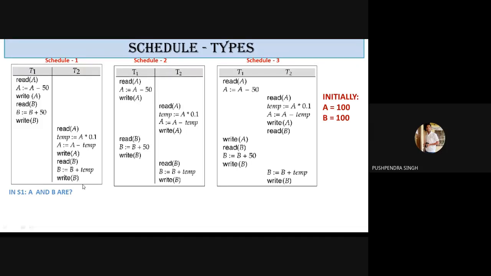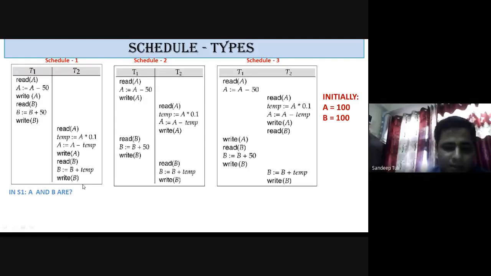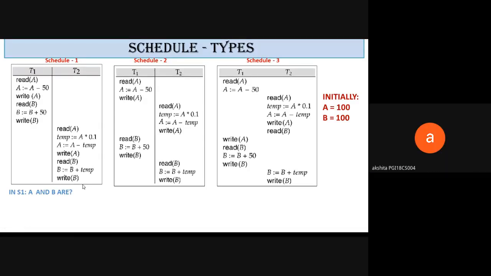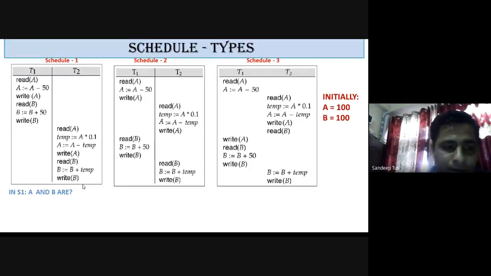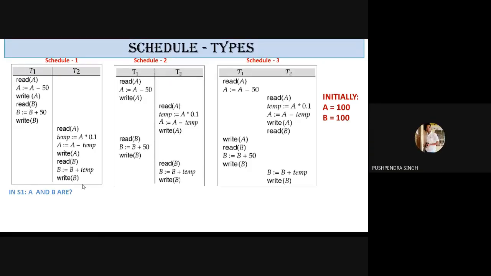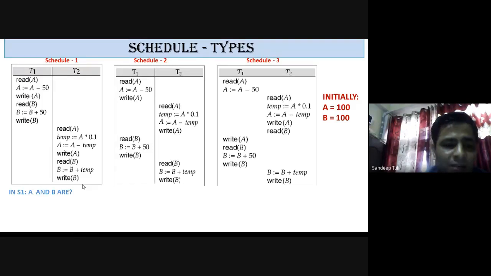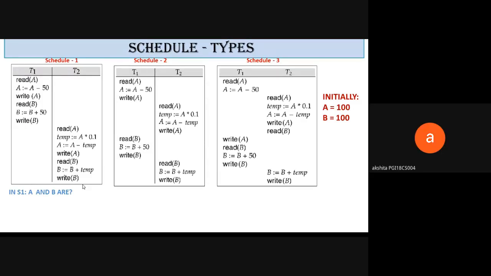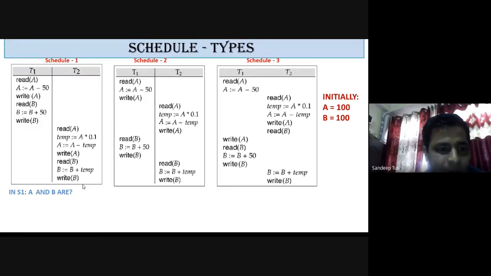Sir, A will be 50 and B will be 150. Everyone is agreed? Sir, no, A will be 45 and B will be 155. Yes, 155. Pushpinder, I think you are seeing only transaction 1. After transaction 1, there are some statements in transaction T2 also. Yes, sir. Sorry, sir.